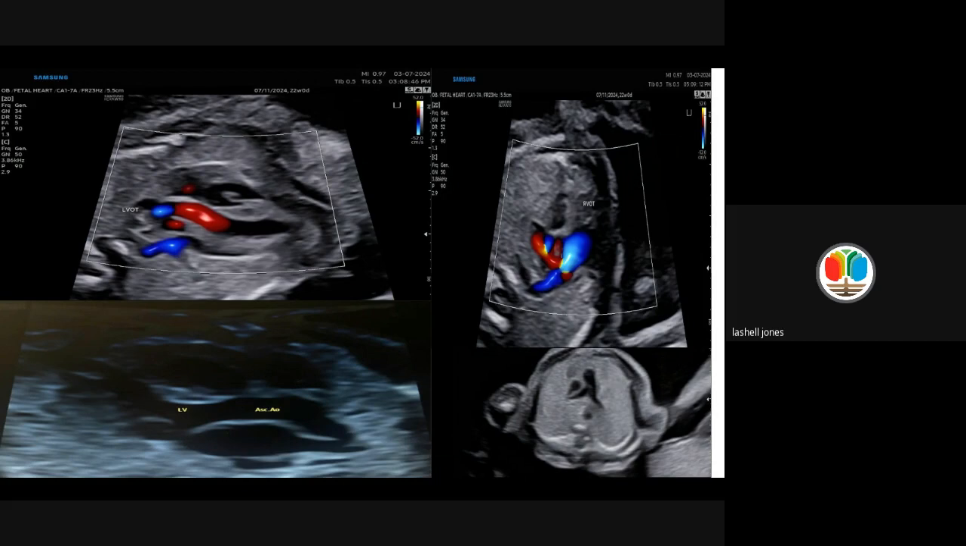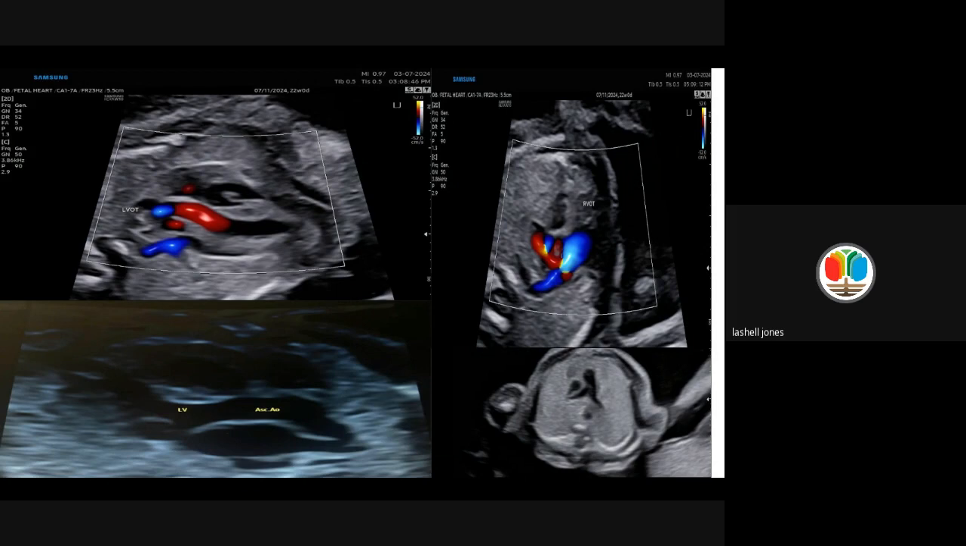Now with the RVOT, you have your pulmonary artery, and then it bifurcates into the left and right pulmonary arteries. Your pulmonary artery should cross over your LVOT or your ascending aorta. Okay, so that should cross anteriorly over that view. So it should crisscross, not parallel. Okay, now they cross over at about a 70-degree angle. Okay, but they should cross.